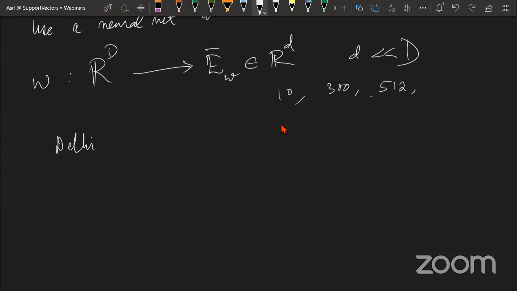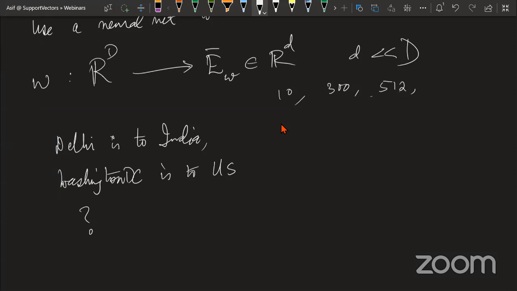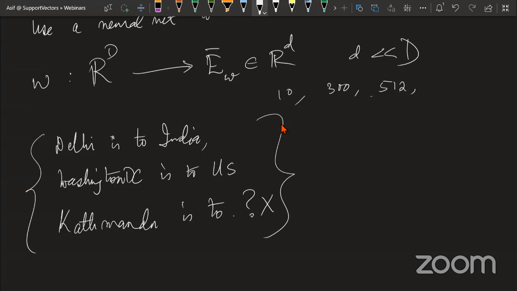Delhi is to India, and let us say Washington DC is to US, and then you can ask this question. Let's take an example. Kathmandu is to what? Some X, right? You don't know X, what it is, and this sort of questions, remarkably, these embeddings could solve.